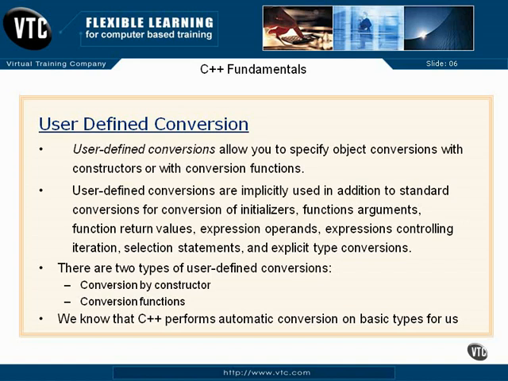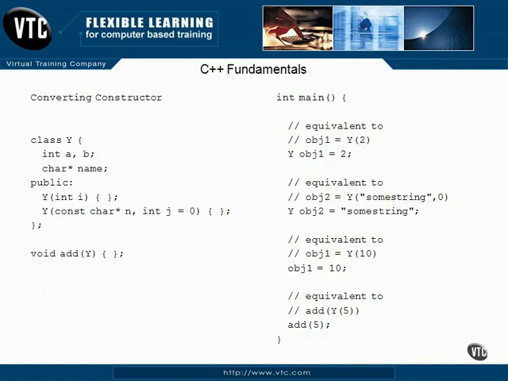There's conversion by constructor, and then there's the use of a special conversion function, and we're going to look at both of those. Now, here's a converting constructor. We have a class Y, and here we have a converting constructor that has no code in it, neither one of these two. So if an integer I is passed in, we would return Y, and that would perform that conversion for us. And here this one takes a character pointer in and an integer and returns Y back.